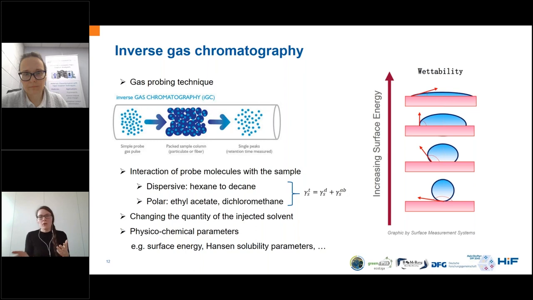For the polar parts, there are also different molecules used. In our case, we use ethyl acetate and dichloromethane to obtain the Lewis acid and Lewis base component, which make up the polar component of the surface energy. We can also obtain information about the heterogeneity of the sample in terms of surface energy by changing the quantity of the probe molecules that we send through the column. We can send very tiny amounts, and we can send a huge amount of molecules over the surface that can interact with the particles, and this gives us information about the heterogeneity of the surface.